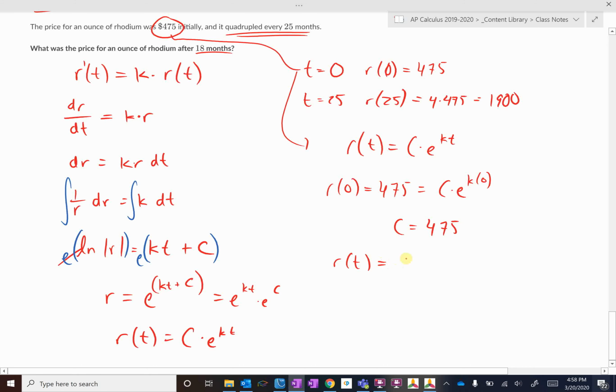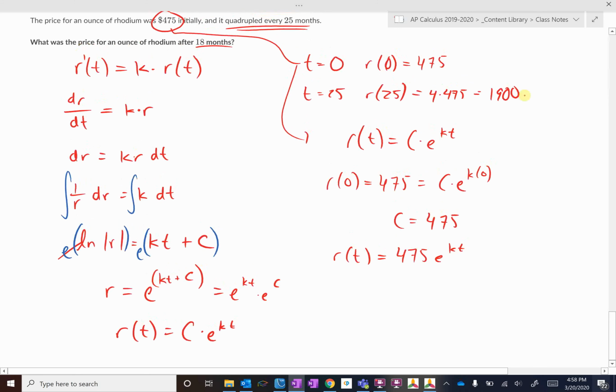So we have gotten one step farther. Our r function should actually be 475 times e to the kt power. We still have one issue. We don't know what k is. So now we can go one step further, and we can use the second condition we're given to figure that out. We know that r at 25 would be equal to 475 times e to the 25 in place of t times k power.